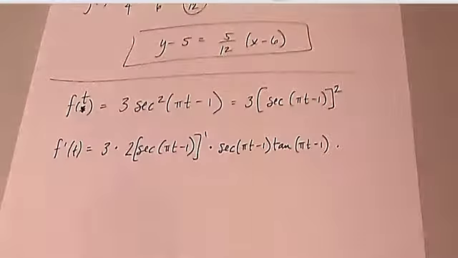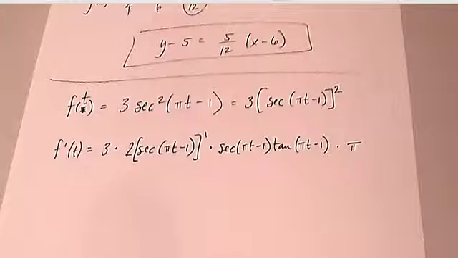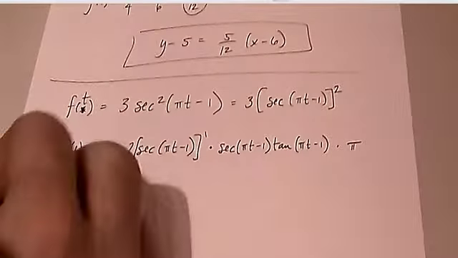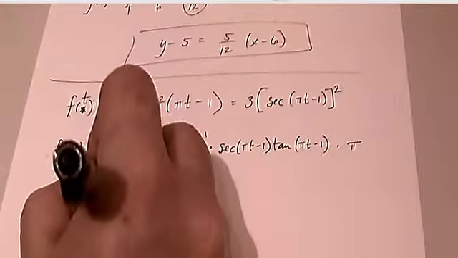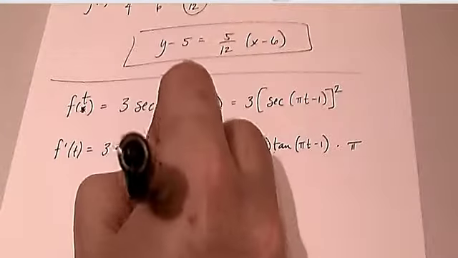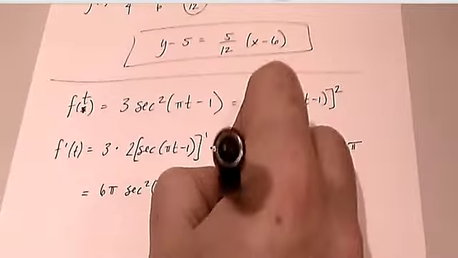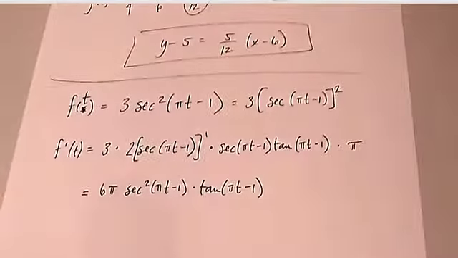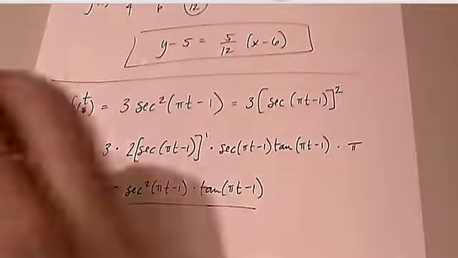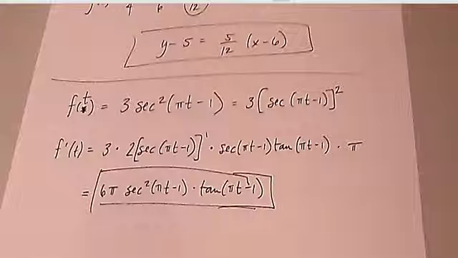And then, of course, we need to take the derivative of the inside. The inside here is, of course, the linear, and the derivative of any linear is just its slope. So this winds up being 6 pi secant squared(pi t minus 1) times tangent(pi t minus 1). That would be it simplified, and that is your derivative.